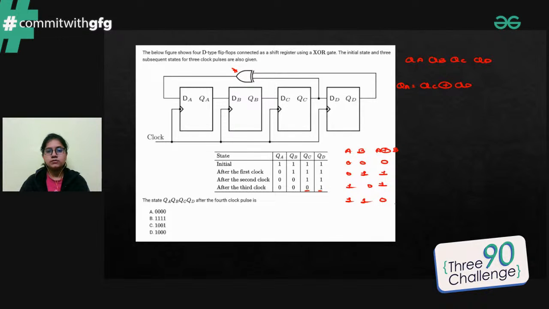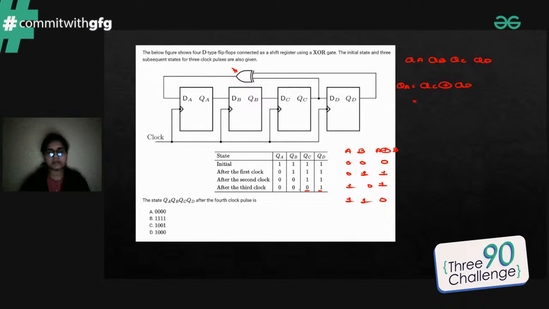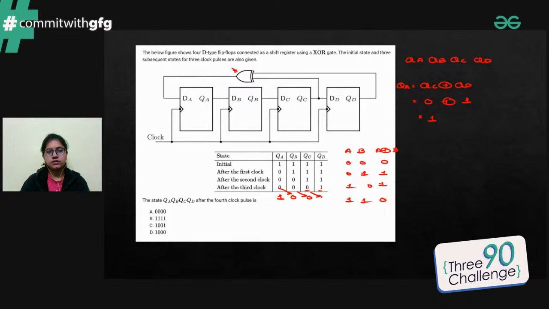Now on the basis of this truth table, let's find the input for QA. So here our QC is 0 XOR 1. What is 0 XOR 1? 0 XOR 1 will be 1. So what is the input given to QA? Here we will have 1, and as this is a shift register, that basically means a right shift will happen. So 1 will come here in the place of QA, and 0 will shift here, 0 will shift here, and 0 will shift here.